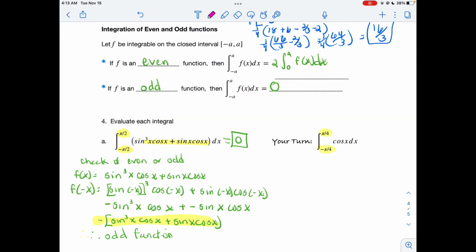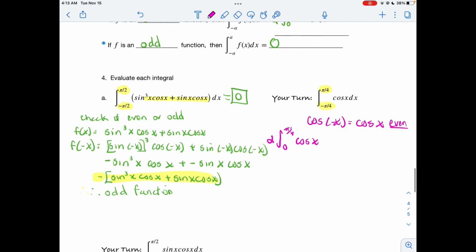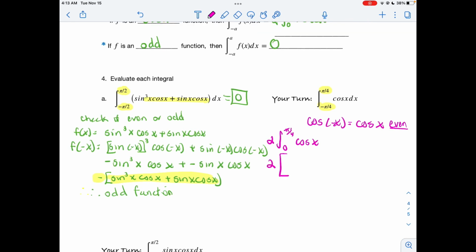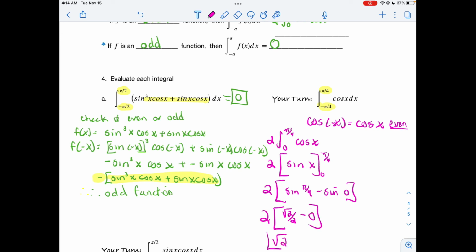So the first thing I notice is we're integrating cosine of x from negative pi over 4 to pi over 4, so negative a to a. So I remember that my inside function, cosine of x, is an even function. So I can rewrite this as the integral from 0 to pi over 4 of cosine of x and double that answer. So the integral of cosine, remember, is simply sine of x. I'm going to evaluate that from 0 to pi over 4. So 2 times sine of pi over 4 minus sine of 0. Using my unit circle knowledge, I know the sine of pi over 4 is square root of 2 over 2, and I know that the sine of 0 degrees is 0. And so that gives us 2 times square root of 2 over 2, or just square root of 2.